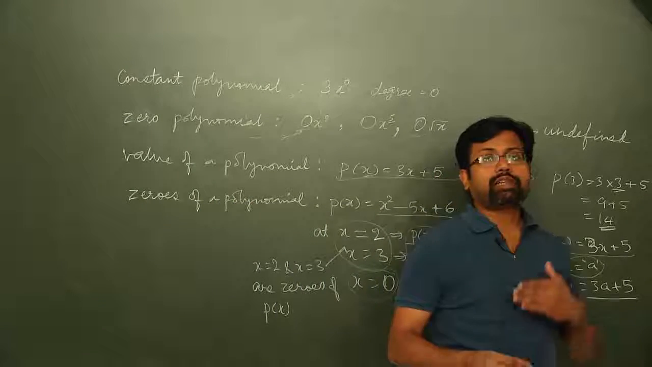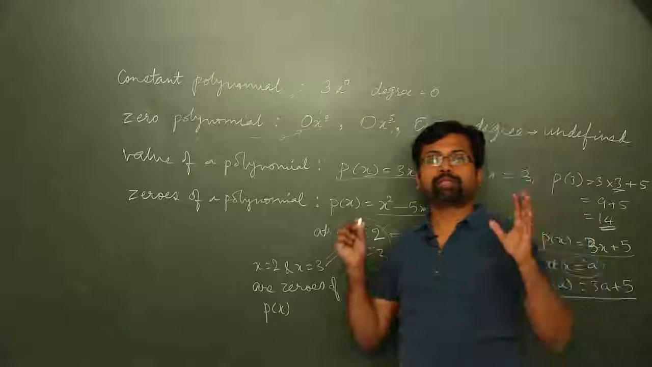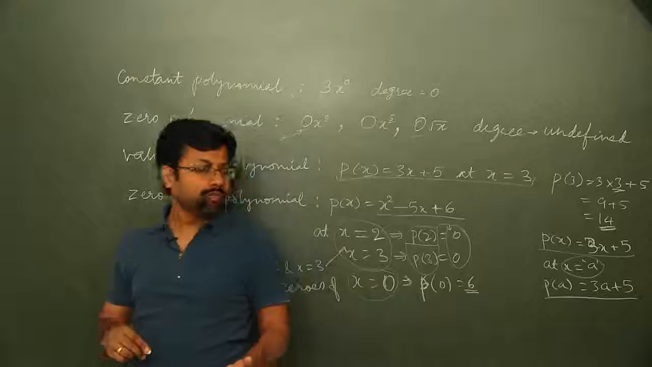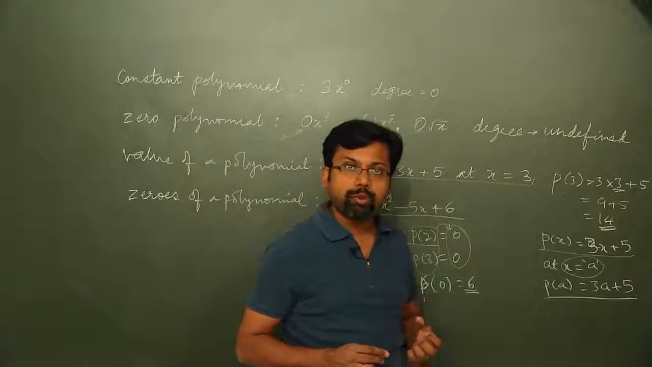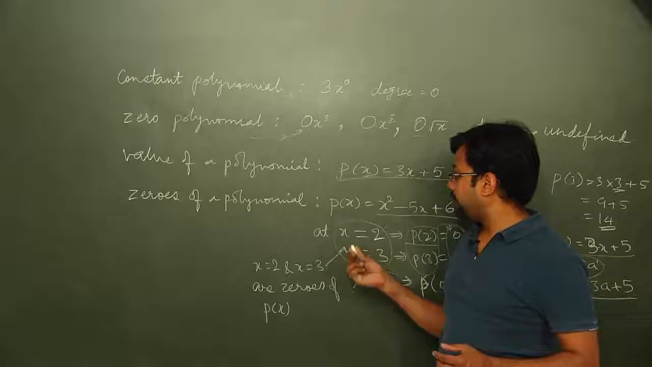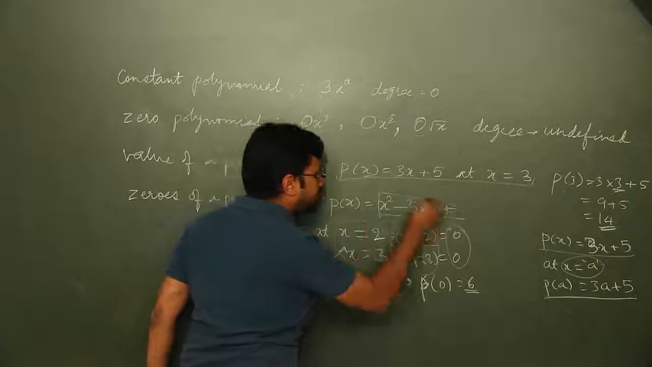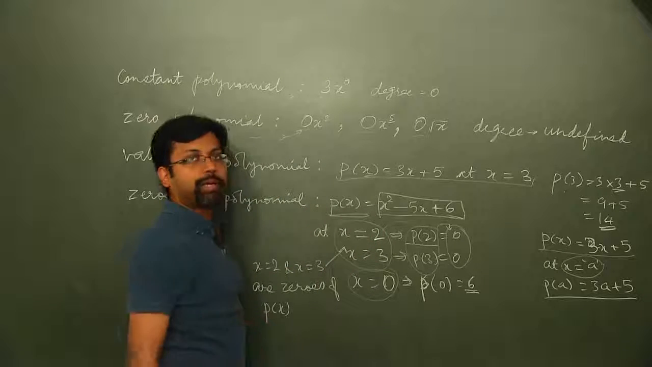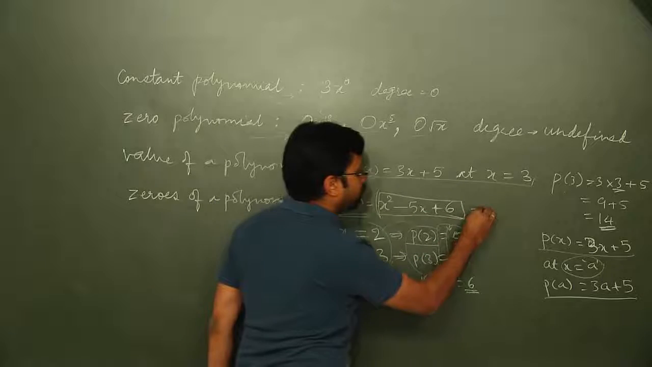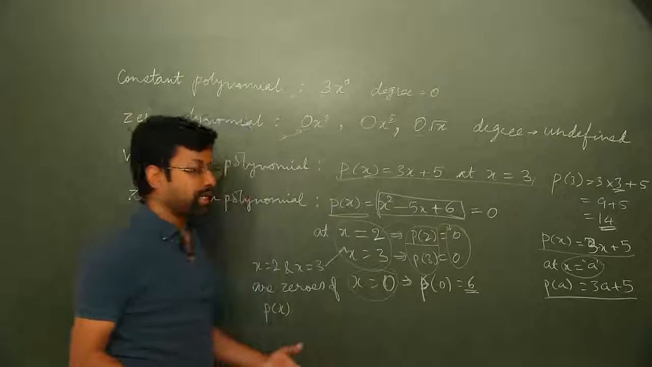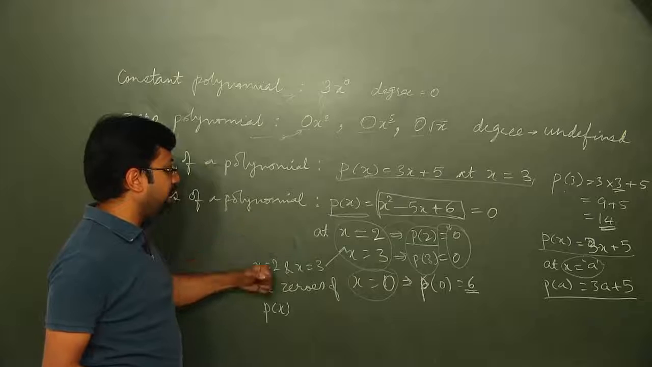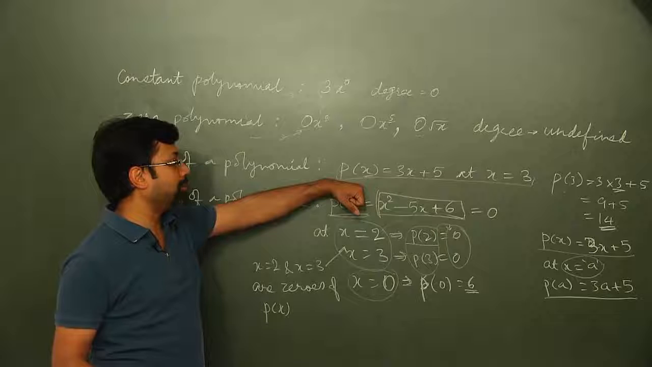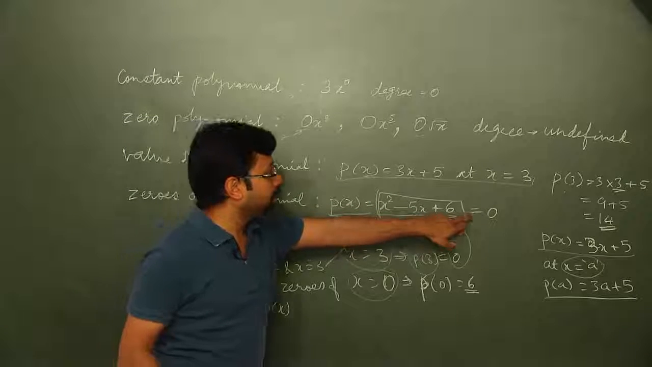So to calculate the value of a polynomial, you simply substitute x with the number at which you had to find the value. Whereas to find the zeros of a polynomial, you have to equate the given polynomial to 0. So to find the zeros of polynomial px, this will have to be 0. That is the condition, right? What is the zero of a polynomial? The values of x for which the polynomial becomes equal to 0. So to find the zeros of the polynomial px, you have to equate it to 0.